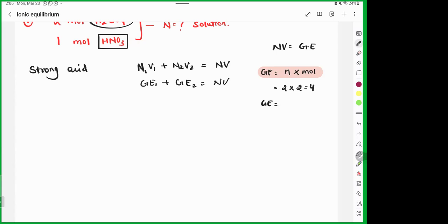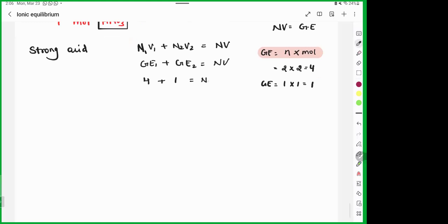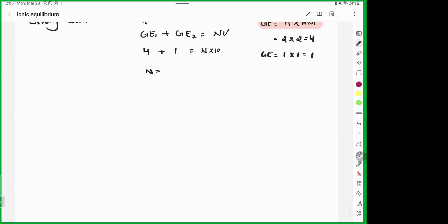For HNO3, what is the valency factor? 1. What is the number of moles given? 1. Total 1. So what is the Ge1 value? 4. What is the Ge2 value? 1. Normality is what we have to calculate. Volume is 10 liter, given in the question. So what will be the normality of the solution? 5 by 10, that is 0.5.